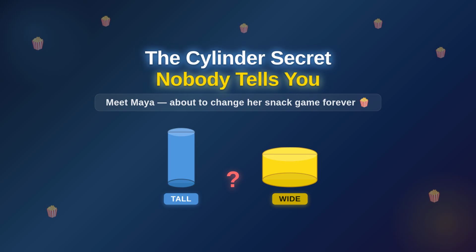Today, we're cracking open one of math's coolest secrets: why, when it comes to cylinders, the radius is so much more powerful than the height.